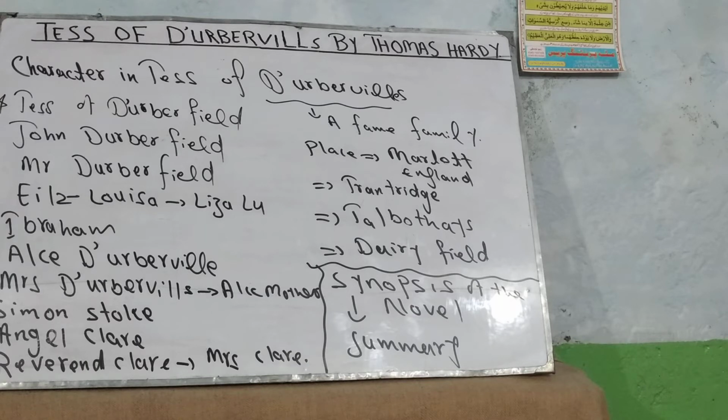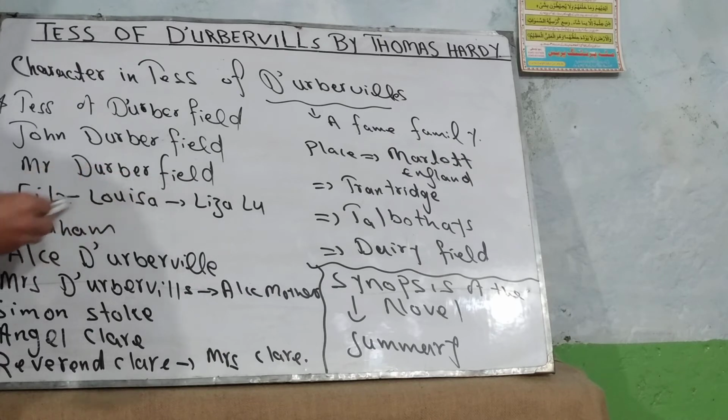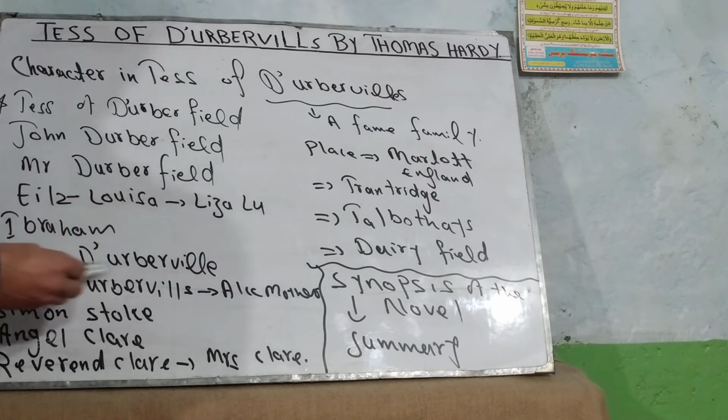I am going to tell you about Tess of the D'Urbervilles, the synopsis and the summary of the novel with the help of the characters. If you want to see the characters on a slide, you can see the first one, Tess of the D'Urbervilles, John D'Urberville, Mrs. D'Urberville, Eliza Lou, Abraham.